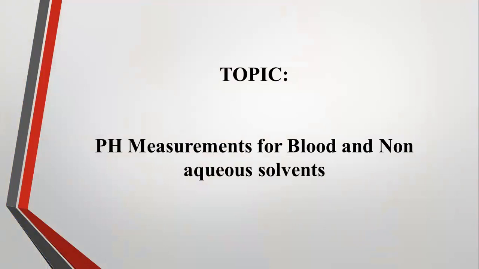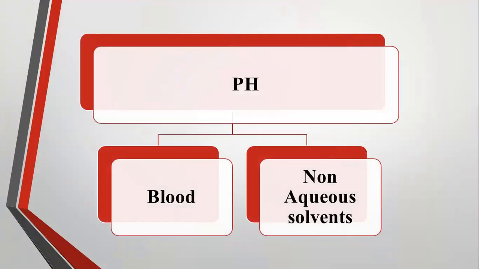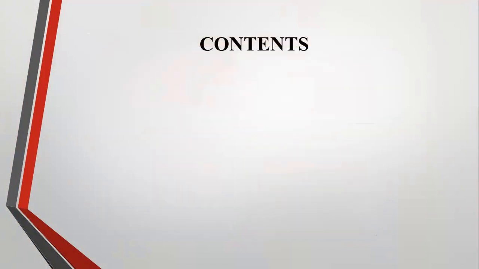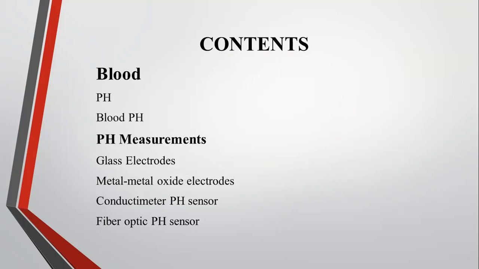Today I'm here to present my presentation, and my topic is pH measurements of blood and non-aqueous solvents. Basically, my topic consists of two parts. First is pH of blood, and the second is pH measurement of non-aqueous solvents. First of all, we will see the contents of blood. We will cover pH of blood, pH measurements, glass electrodes, metal oxide electrodes, conductimeter pH sensor, fiber optic pH sensors, temperature dependence, and calibration.